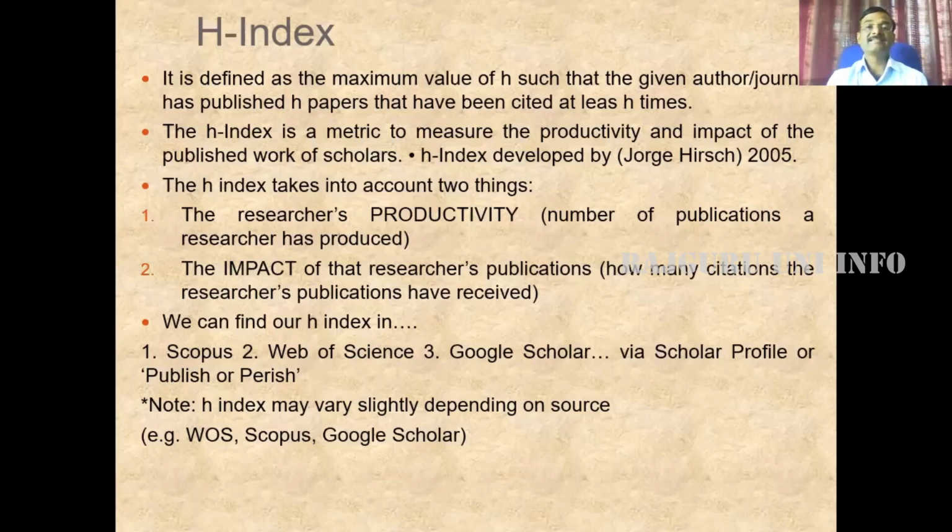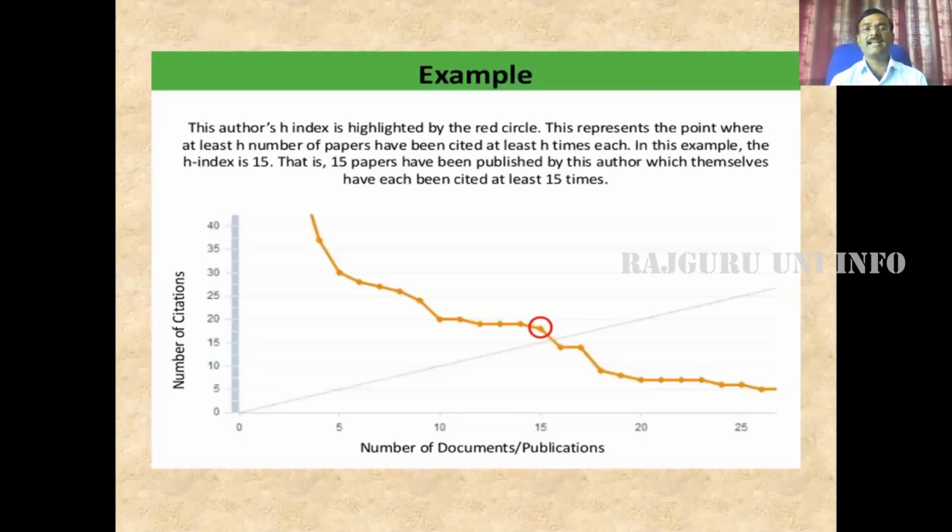So citations should be cited in a very clear and perfect manner, so that they show the perfect results for the researchers. Here, an example is given of one of the researchers, and the red circle highlighted in the graph is the author's H index. It represents the point where at least H number of papers have been cited at least H times each. And in this example, the H index is 15.